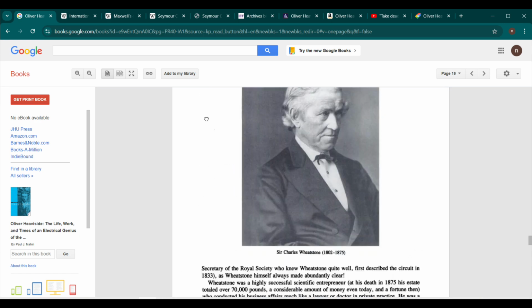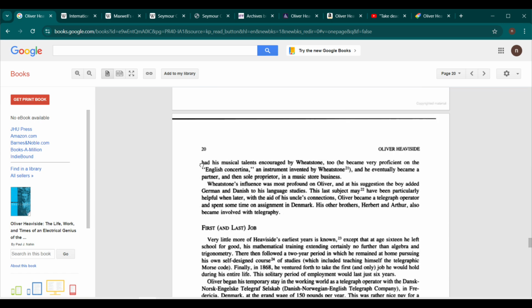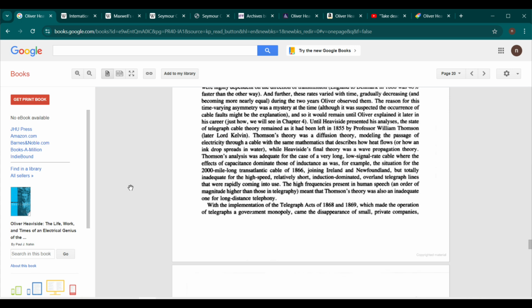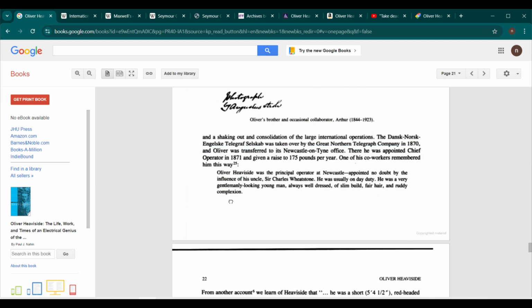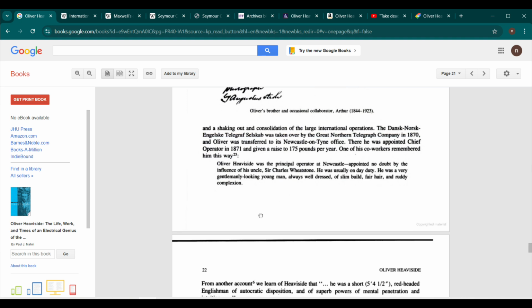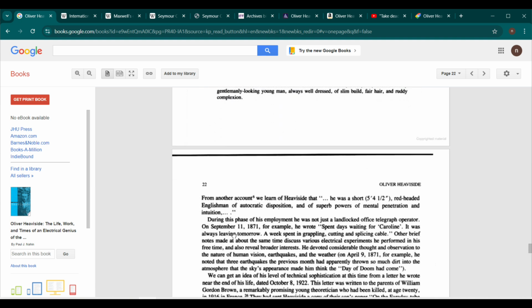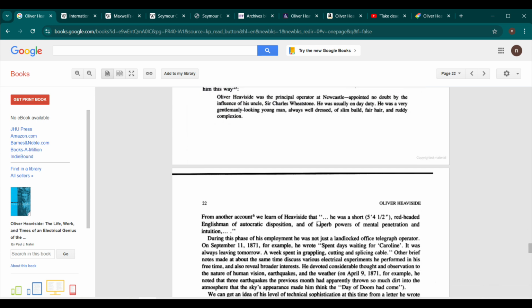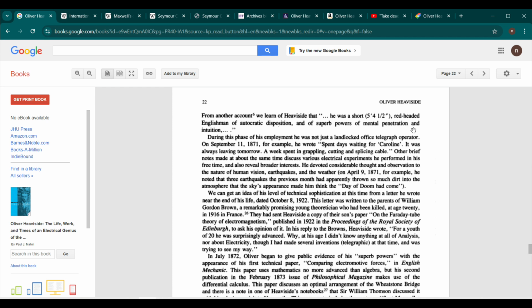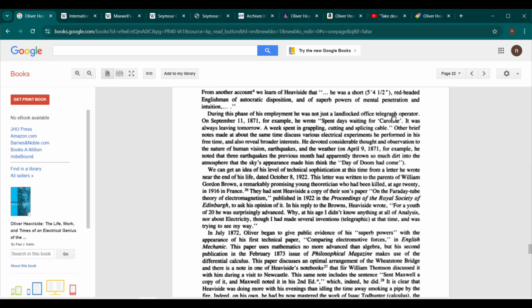But that part about just being sort of like, I think there was another thing that he wrote in one of the essays, and I think his editor omitted something that he wrote. From another account, we learned that he was a short, red-headed Englishman of autocratic disposition and of superb powers of mental penetration and intuition. He was not just a landlocked telegraph operator.